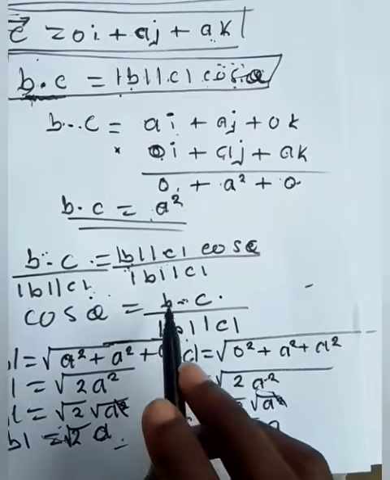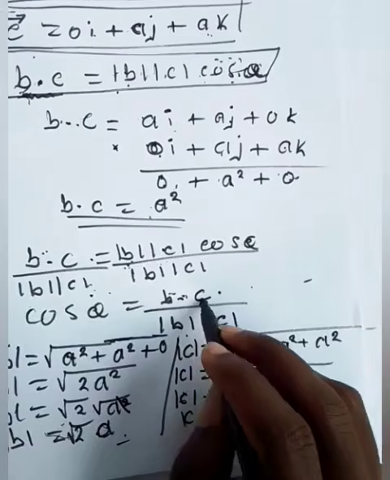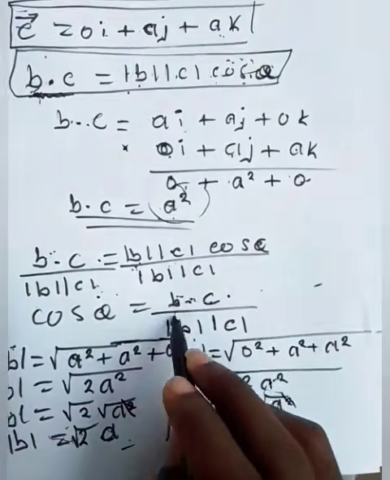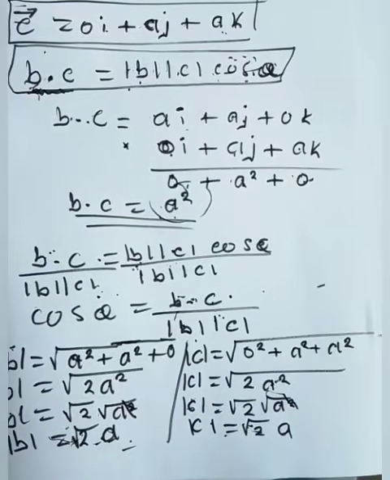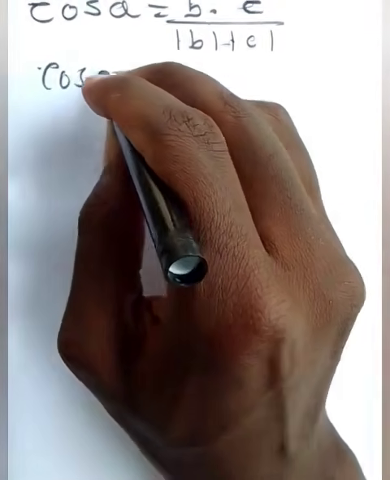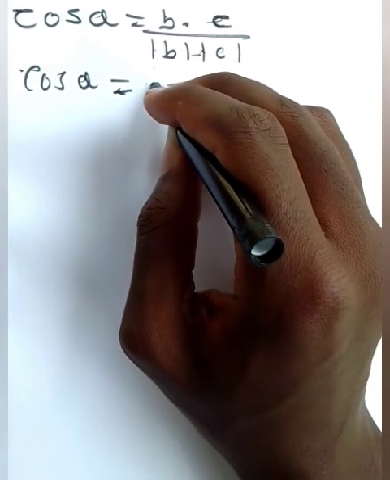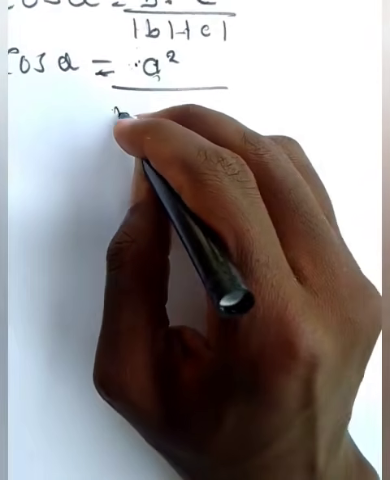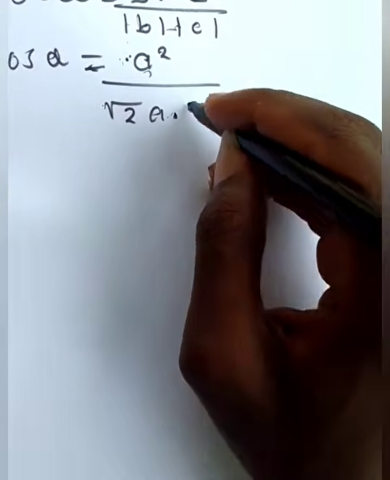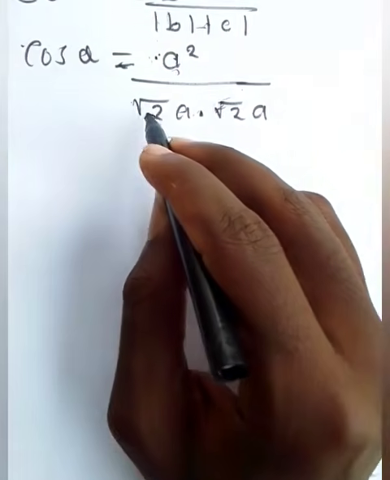So your job now is to substitute where this B dot C, put this, because we found the dot product. Where is the magnitude for B, put this, the magnitude for C, put this, then simplify and find the angle. So let's substitute. So we have cos theta is equal to the dot product of B and C, remember we found it to be a power 2, right? The magnitude of B, we found it to be square root of 2a, times the magnitude of C, square root of 2a.